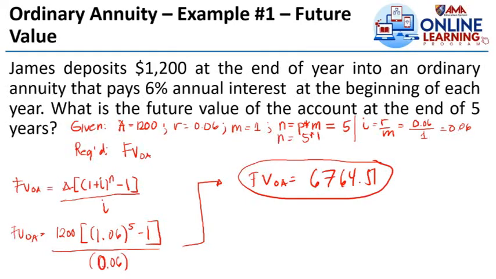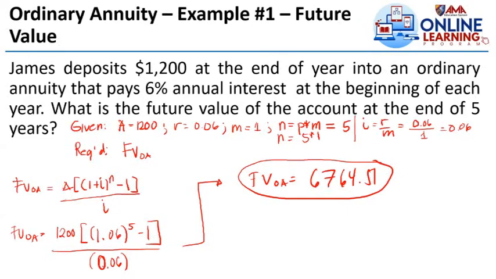Okay? So given, so yung dineposit niya is 1,200, then yung rate is 6% annual, so every year. So that is 0.06. So ang M natin, kasi annual interest nga, so that is 1. Then yung N natin is P times M, where P is the life of investment. So at the end of 5 years, that was the future value. So 5 yung P, then yung M natin is 1. So ang N natin overall is 5. Then to get I is equals to R over M. So yung rate natin is 0.06 divided by 1 is 0.06 pa rin yung I.